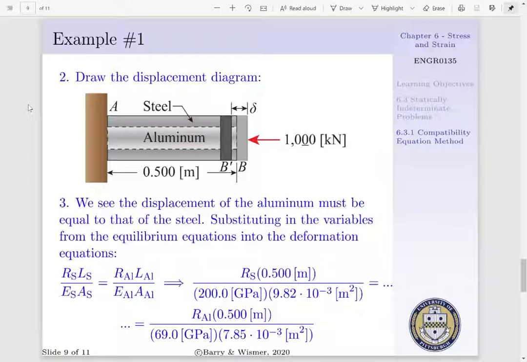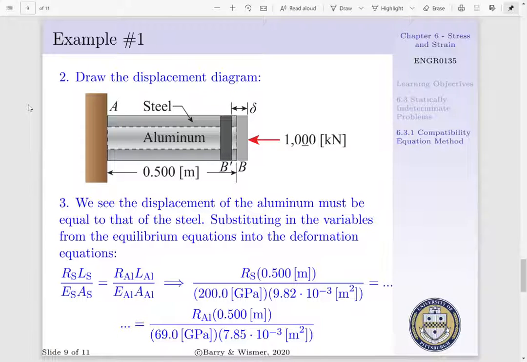Step 2 is for us to draw a displacement diagram. We see our rigid plate is going to displace from B to B prime, and the deformation of our steel and aluminum are going to be equal. That is, we can say delta S is equal to delta AL. This is going to be our compatibility equation.